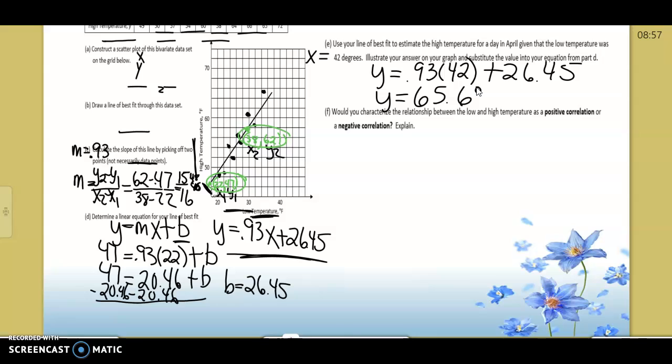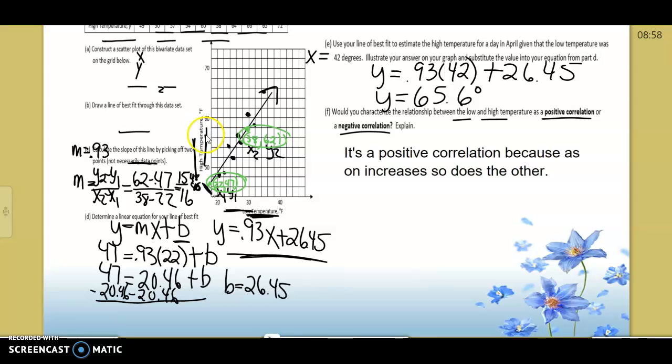Now, would you characterize this relationship between high and low temperature as positive or negative? Well, this is a situation of what's happening on the graph. What type of slope does my line have? My line has positive slope, which means it's affecting these the same way. As one increases, the other increases. So we would say that this is a positive. So like we said, this is a positive correlation because as one increases, so does the other.